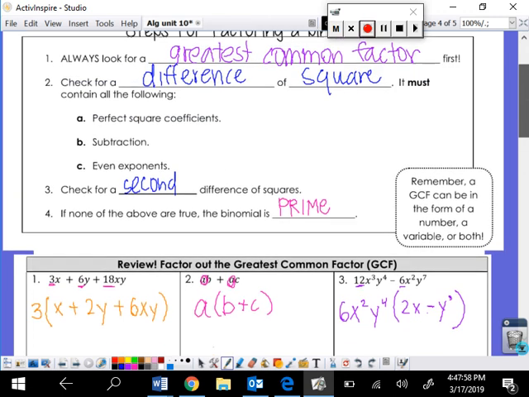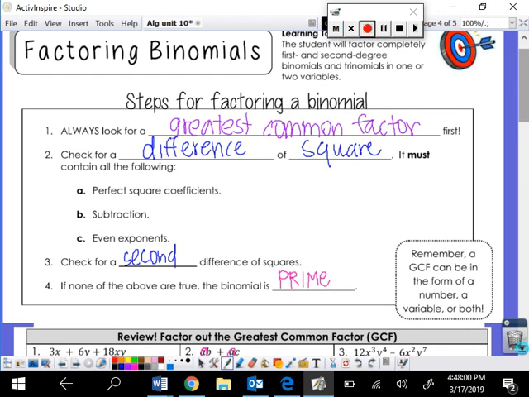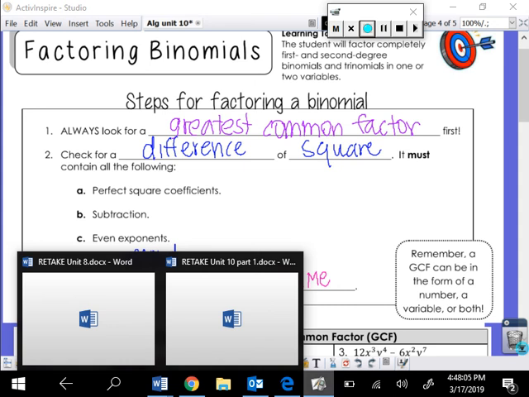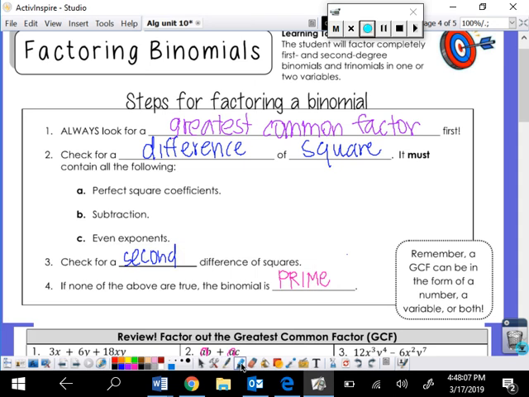You want to have those 3 rules memorized when you see a binomial. We want to look for perfect square coefficients. So that was 1, 4, 9, 16, 25, 36. Okay, so all of our perfect squares. Then we want to look for subtraction. So our first term minus the second term. And then you want to look for even exponents. Those even exponents will always be with your variables.